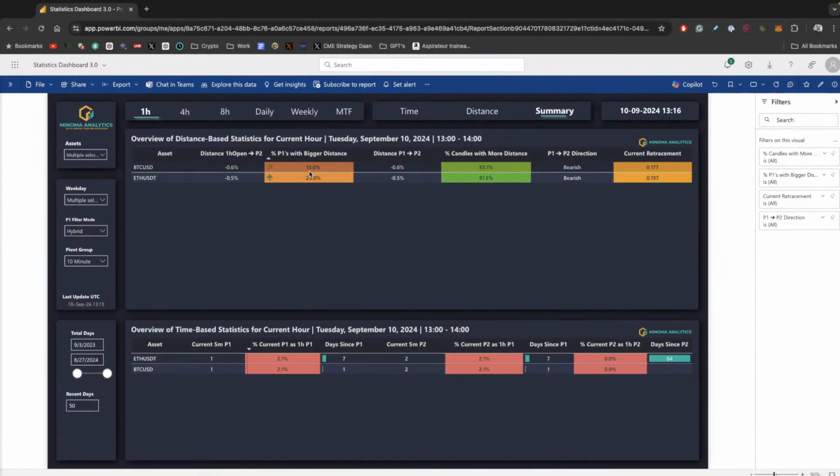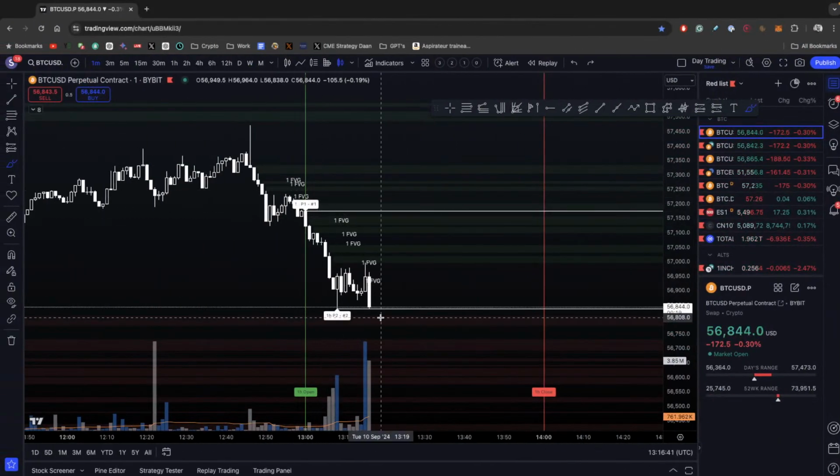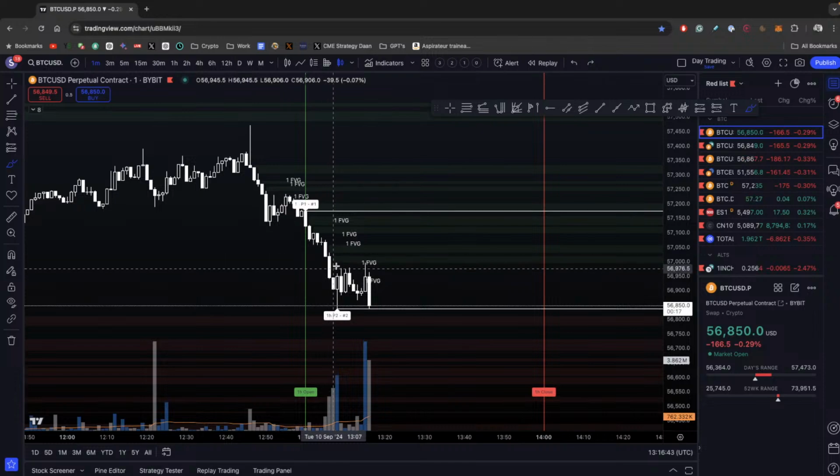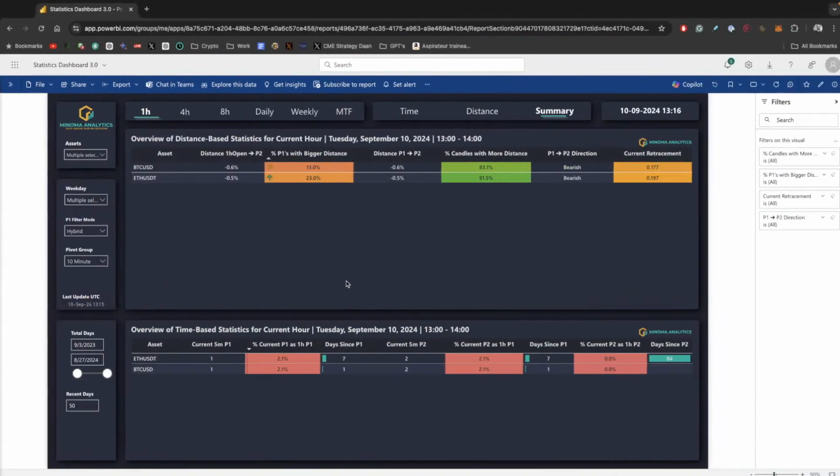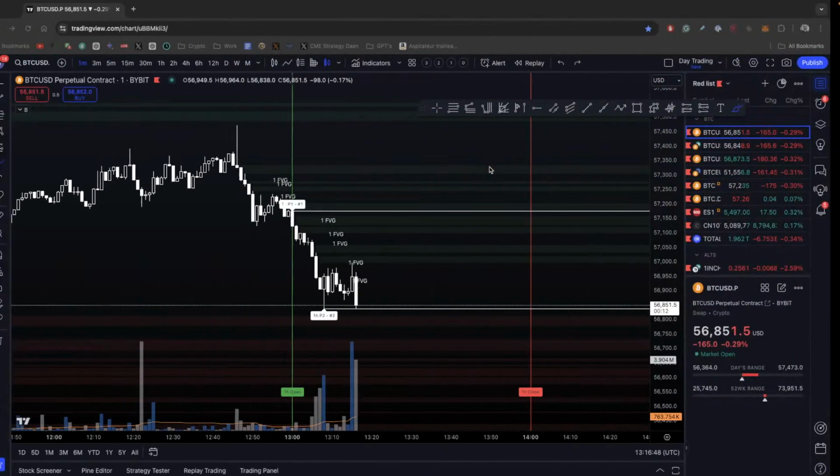Oh, this is actually crazy. So this is 13%, and this is 83.1%, which means that there's a very low chance of taking out this hourly high and a very high chance of going lower. We just tapped this fair value gap right there. So, this hourly block is going to go lower.